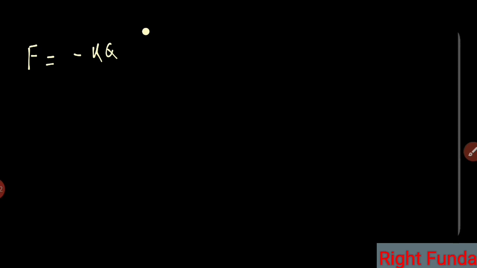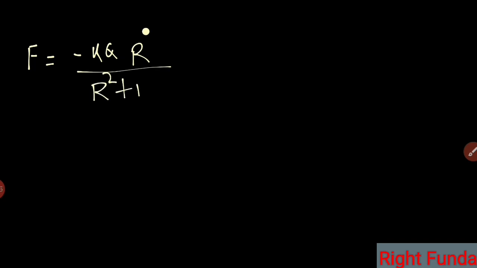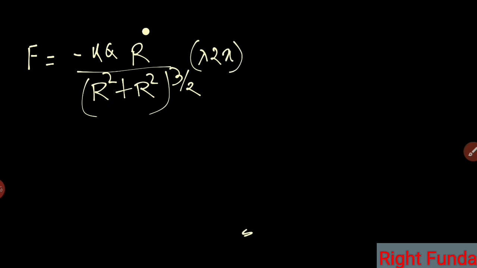So the force will be equal to minus KQ x, where x is the axial distance at which the charge is, divided by (R square plus x square) to the power 3 by 2, into our charge lambda into 2x. This is the net force acting on this. I have taken the x direction positive, so the force comes out negative.